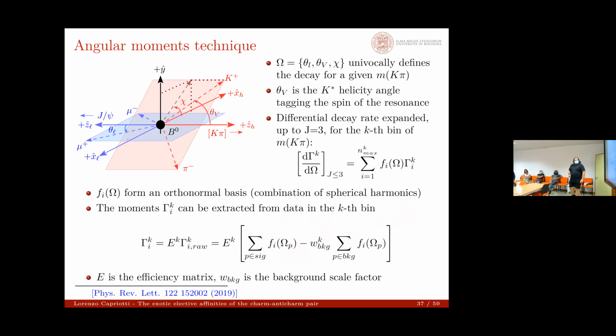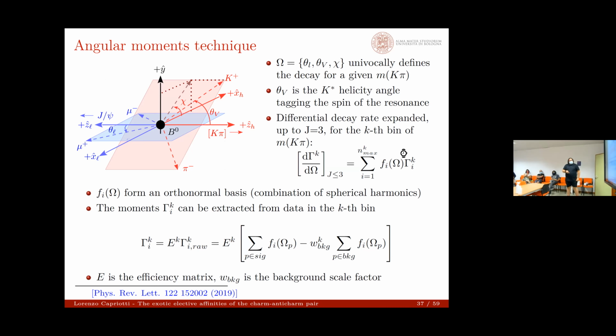So what we do is to take the 4 angles that univocally define the decay for a given K pi invariant mass slice, with theta_K* being the helicity angle of the K-star. And then you can expand the differential decay rate this way, with this f_j, which is a combination of spherical harmonics, so it's just an orthonormal basis, and then these gamma are the Legendre moments, which are extracted from data just like the Legendre polynomials. It's a bit more complex, but the core idea is the same.